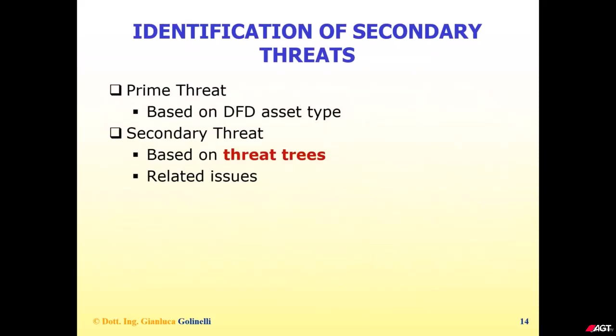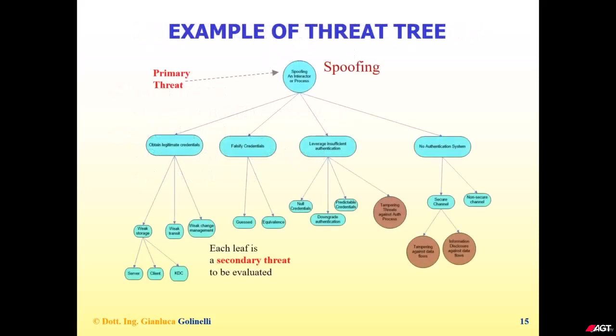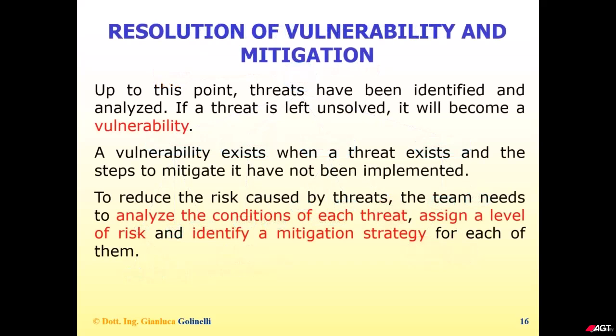Starting from the identified threats, you can then move on to expand the tree of possible sub-threats. Here is an example of creating a tree of possible sub-threats from a primary spoofing threat. The last phase, after identifying all the possible primary and secondary threats on the data flow diagram, consists in attributing a risk factor to each of them and determining the possible security controls to be implemented to mitigate them.